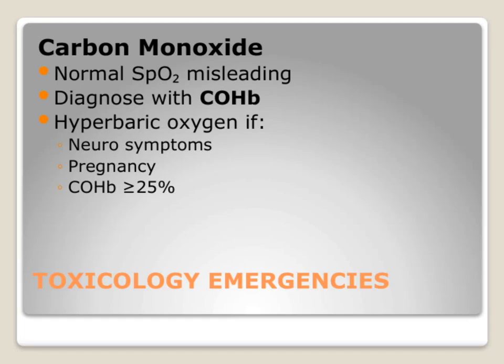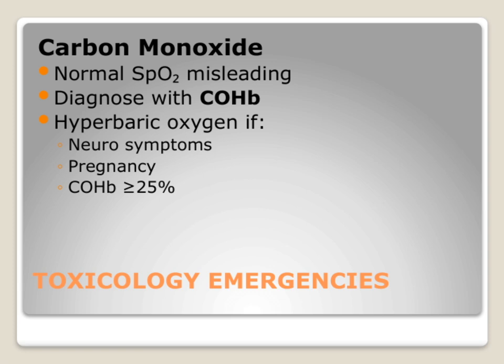Let's talk about carbon monoxide poisoning. One key point to remember is that normal SpO2 readings can be misleading in these cases. That's because pulse oximetry can't differentiate between oxygen and carbon monoxide bound to hemoglobin. So, even if your SpO2 looks okay, the patient might still be severely hypoxic. To accurately diagnose CO poisoning, you need to measure the carboxyhemoglobin level, or COHb. This is the definitive test and helps confirm the extent of poisoning.